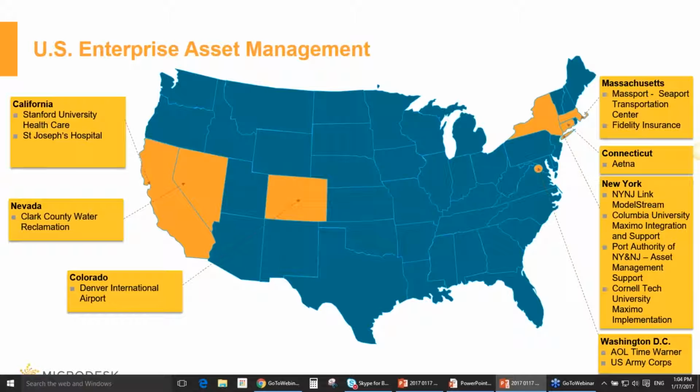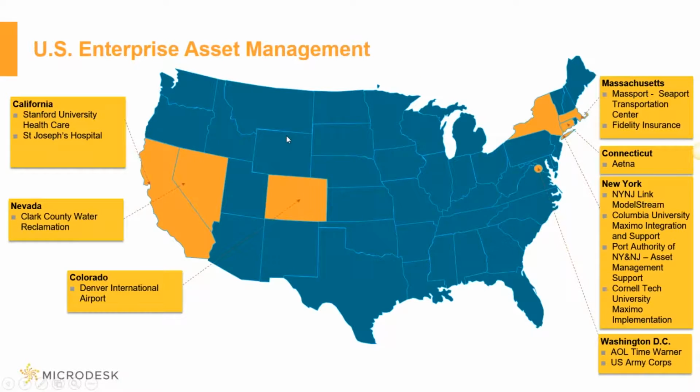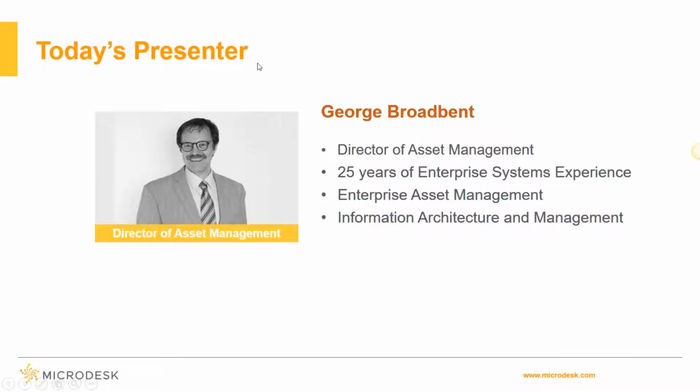So a little bit about me. I'll be your presenter today. I'm the Director of Asset Management, George Broadbent. My background is mostly in information architecture. I've been dealing with enterprise asset management now for 25 years. But really, when I look at all these different issues that circulate around BIM and facilities management, to me, it comes down to what's the information that's being handled, how is it being handled, and are we dealing with it in the most efficient manner possible?